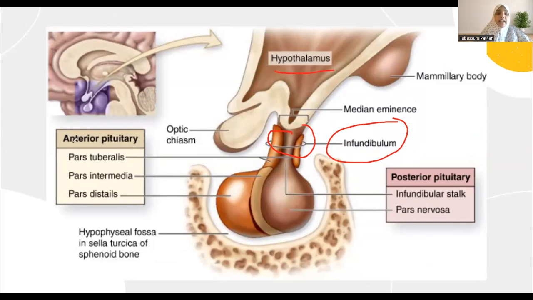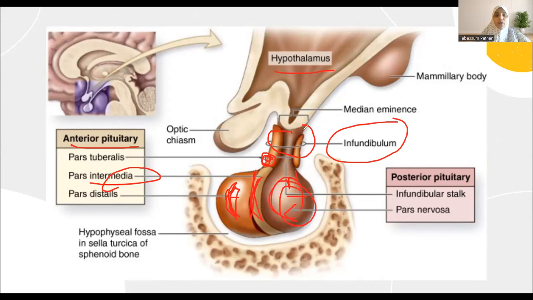Okay, now you see the anterior pituitary. This region is known as the pars tuberalis region. This whole region is known as the pars distalis region. And the middle portion, which divides the anterior lobe and the posterior lobe, this middle divider is known as pars intermedia. Then again, you have the posterior, which is the neurohypophysis of the pituitary gland. This is the infundibulum, and this whole region is known as pars nervosa.